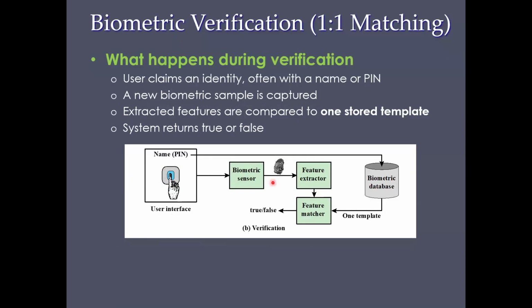Then we have biometric verification, where the user claims an identity, often with a name or maybe a PIN. They may enter their fingerprint with a PIN or name, and those extracted features are compared here. Every time a fingerprint or any biometric authentication method is entered, we still do feature extraction, and then we compare those features against the biometric database. On the research side, to achieve something like this, we have convolutional neural networks and AI machine learning models to achieve these patterns.